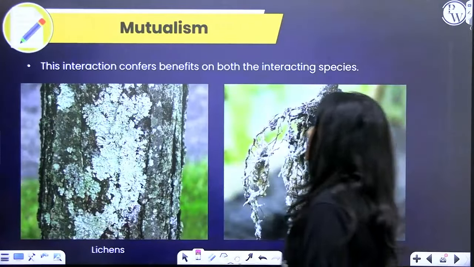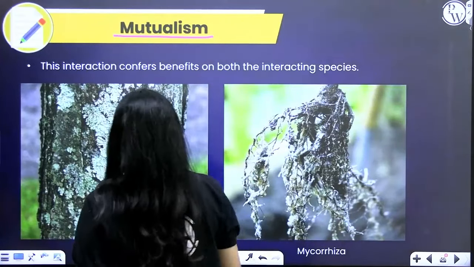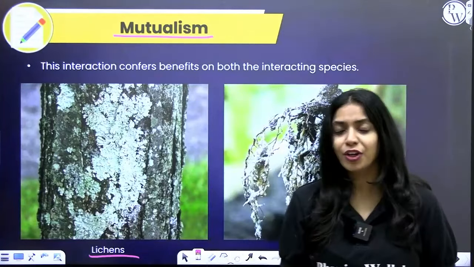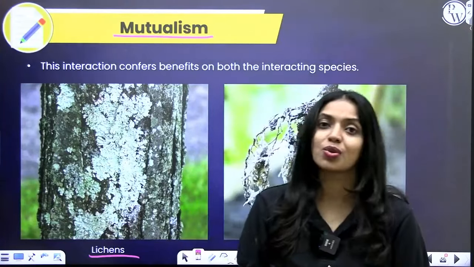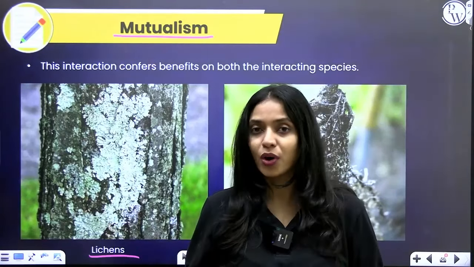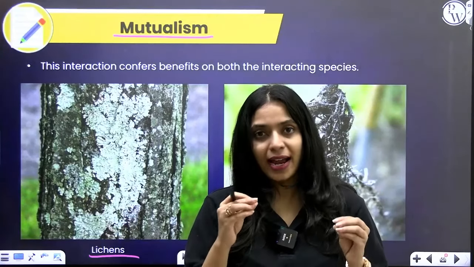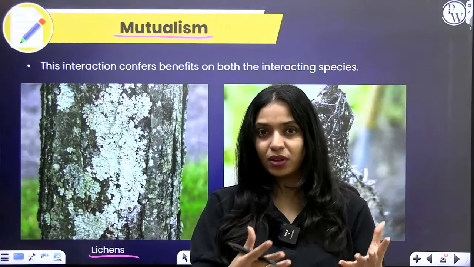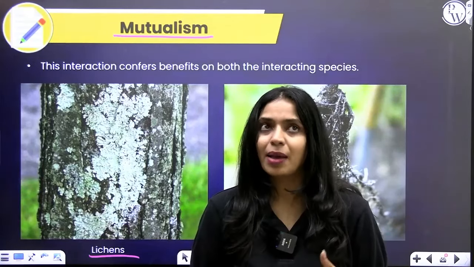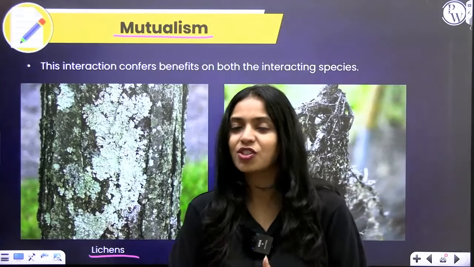Finally, we have the last interaction, mutualism, where both the organisms will be benefited. Example for that is lichens. In lichens, you have algae and fungi living together in a close mutualistic association. What happens here is fungi will help in better absorption of water and minerals and give it to the alga, which requires it for photosynthesis. And algae prepares food. It provides the same food for the fungus. That way, both of them are helping each other out.